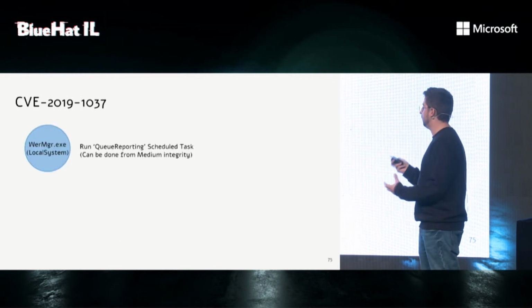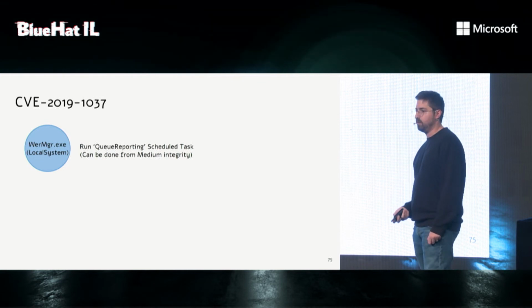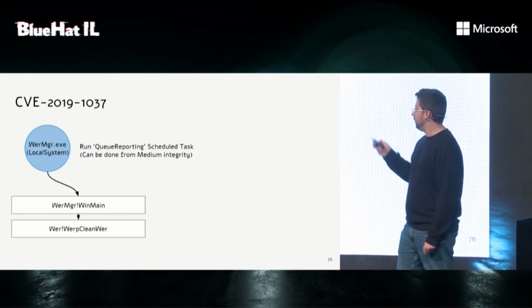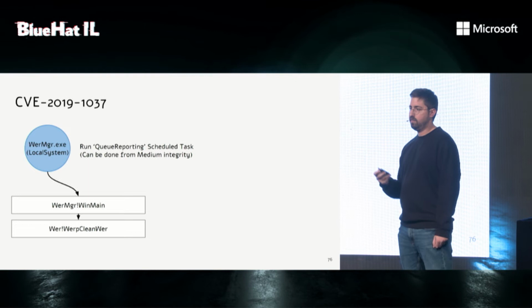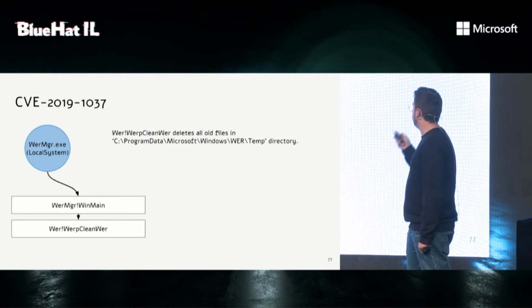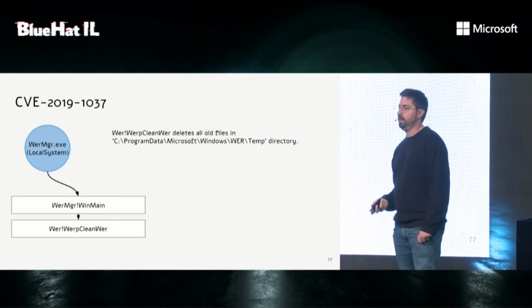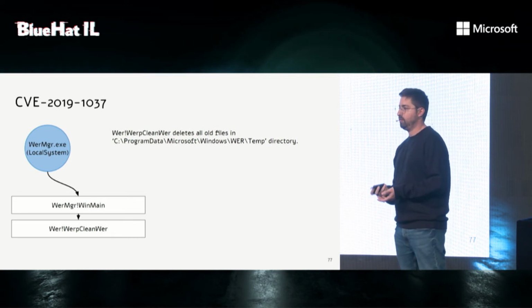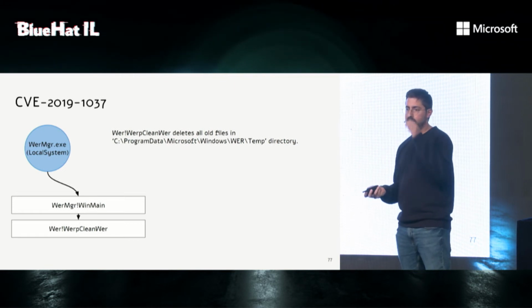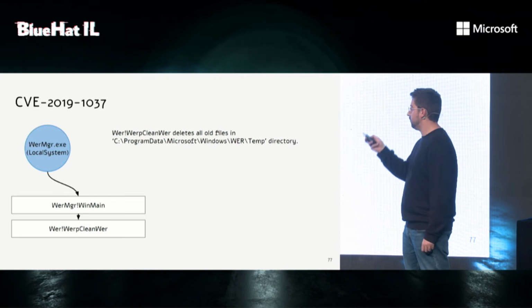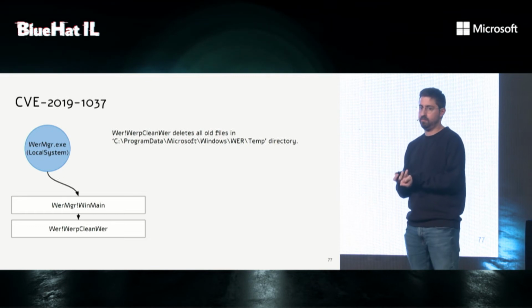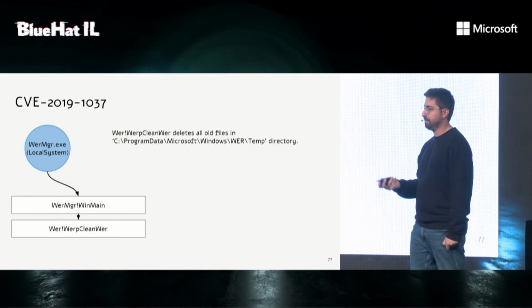So what's the flow for this vulnerability? Again, we'll have to run the queue reporting schedule task that will start wmgr.exe as local system. Then, from its main procedure, just before it exits, it will call the function where_dll where_pclean where. The purpose of this function is to delete all the old files under the where_temp directory. Sometimes throughout the reporting of a new crash, Wareful will write lots of temporary files under the where_temp directory, and they might not get deleted in some cases. So I think that storage space was in mind of the developers of Windows error reporting, and they wanted to make sure that these files get deleted at some point. And this is why we have where_pclean where.